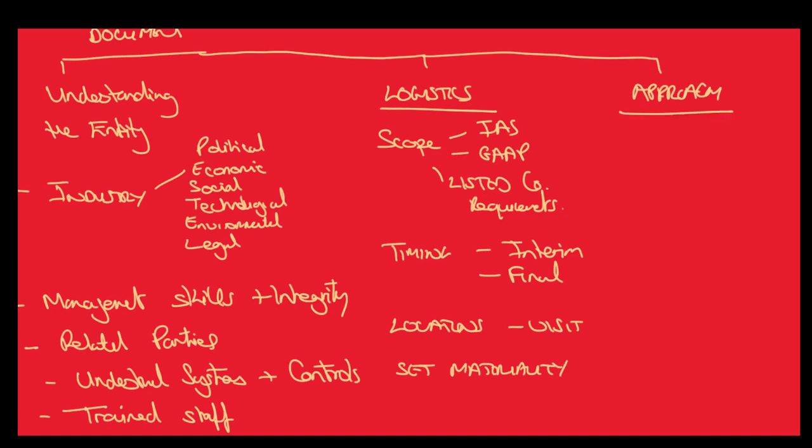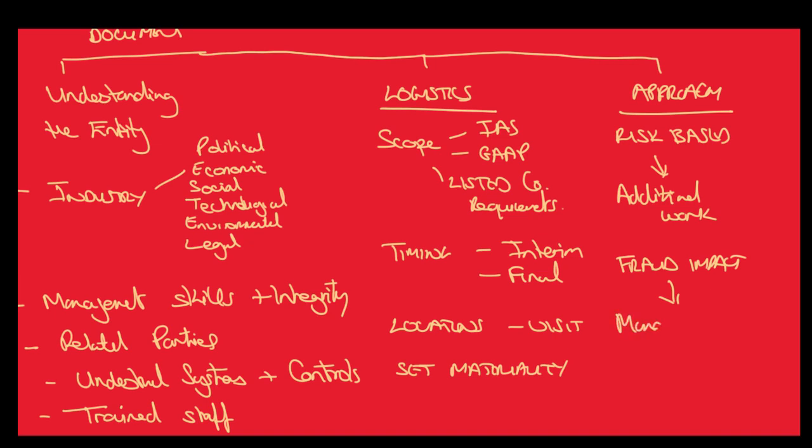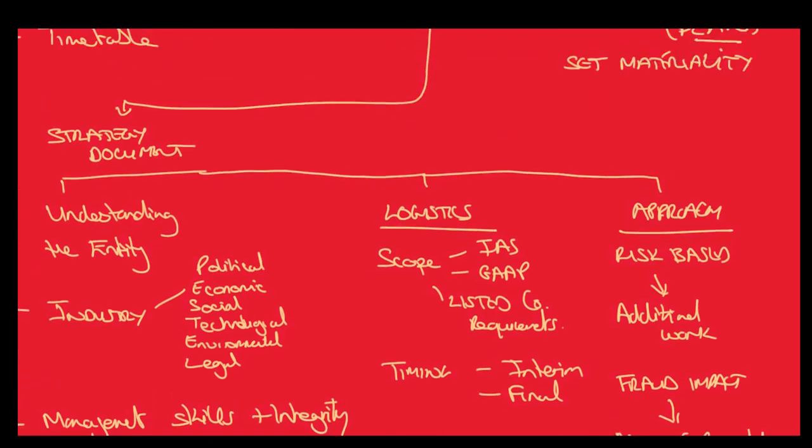Then you say, right, the approach we'll follow will be a risk-based one, that we're going to focus on the most risky areas. So we are going to do additional work on those risky areas, and we will highlight where those risky areas are. We will also say that we've looked at fraud and the possibility of the fraud impact, and we'll say, look, we also want a management representation that they have tried to detect any risk of fraud. So that's all the strategy document.